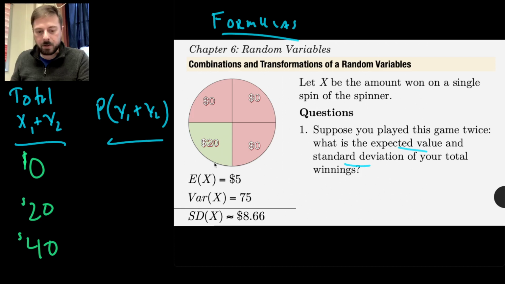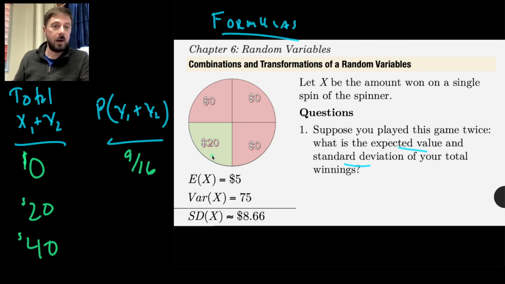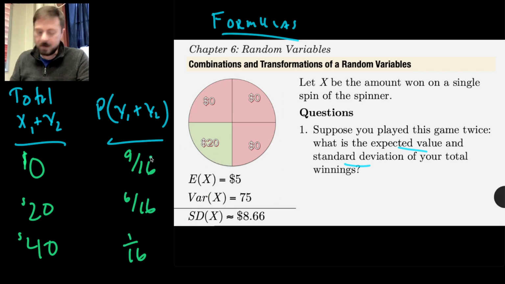So what's the probability that you win 0? That would be 3/4 times 3/4, which is 9/16. What's the probability that you win 40? Well, that would be 1/4 times 1/4, getting 20 twice, and that would be 1/16. And then from there, we can easily deduce that this one must be 6/16, even without calculating the probability directly. And there's our probability distribution for the total.